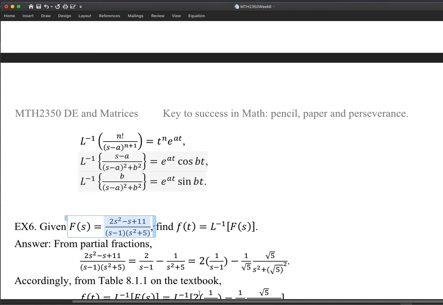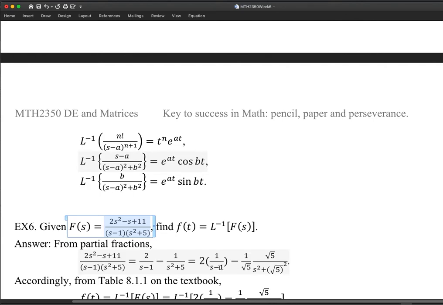So using partial fractions, I realize this entire fraction comes from those two relatively small fractions. And then for 2 over s minus 1, we can take out the 2 because the Laplace transform and inverse transform both are linear. So it tends to be 1 over s minus 1.